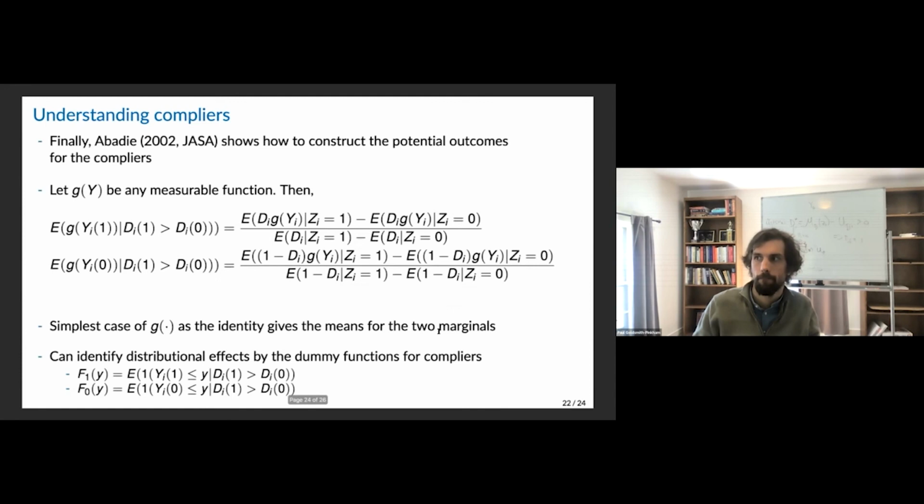Finally, Alberto Abadie's 2002 JASA paper shows how to construct the potential outcomes for the compliers. This is pretty cool. Basically, let g be any measurable function. I can't off the top of my head think of non-measurable functions that you would be interested in. What he shows is that for some function g, the mean of that function value for the compliers can be estimated using the observed data.